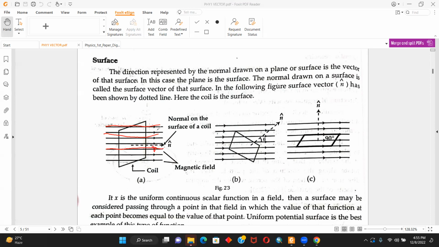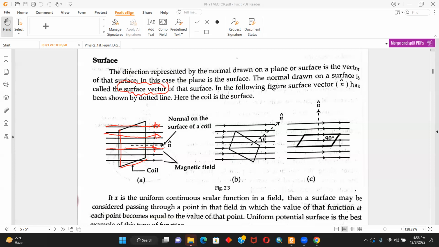Okay, so this is the direction of the magnetic field, from left to right. Now it is being exerted on a particular surface. Obviously you would say a surface cannot be a vector, right? A surface doesn't have any direction. However, if we draw a normal from that surface, the direction it shows will be that of a vector. Sorry, I mean a surface vector. This is a surface vector.